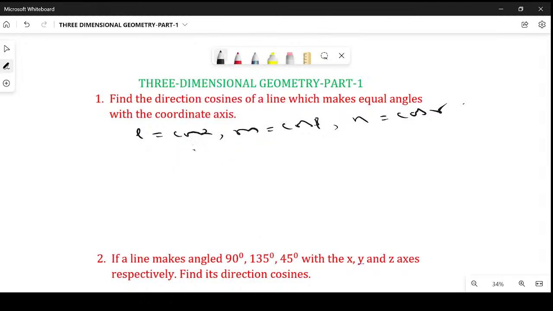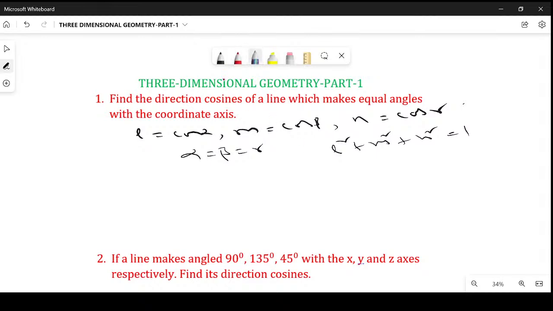With the given, alpha equal to beta equal to gamma, because the line makes equal angles. That means alpha equal to beta equal to gamma. We know that l square plus m square plus n square is equal to 1. Right, we know l square plus m square plus n square is equal to 1. Then I can consider this.